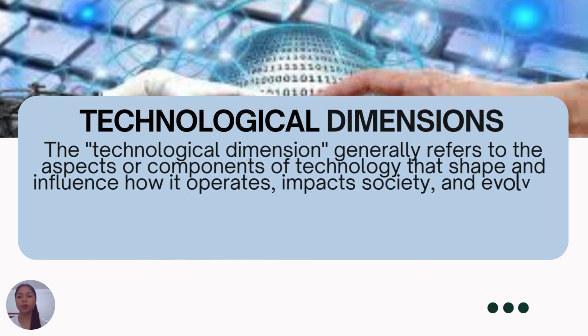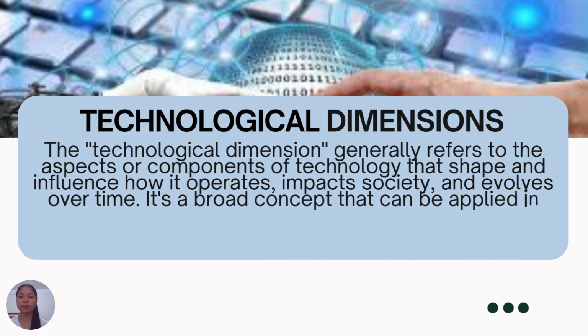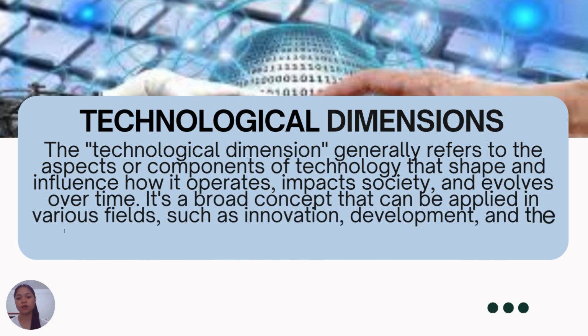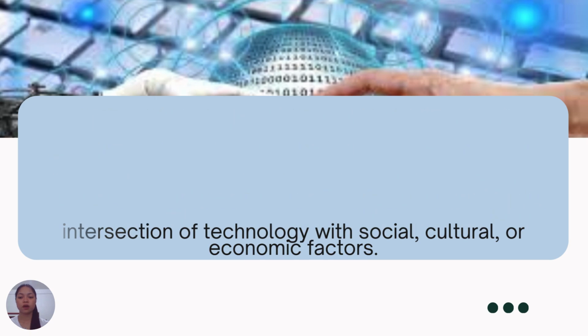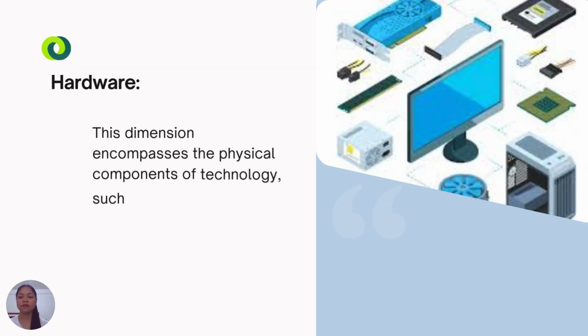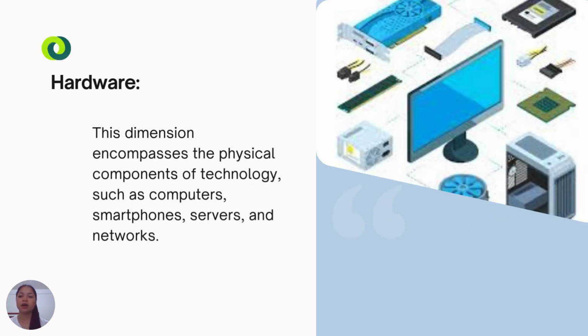Next is the technological dimension. It is how we operate in society and apply technology to the various fields. In technological, there are six types of dimensions. First is hardware. Hardware is the type of technology that we always use, for example computers, smartphones, servers, and networks.